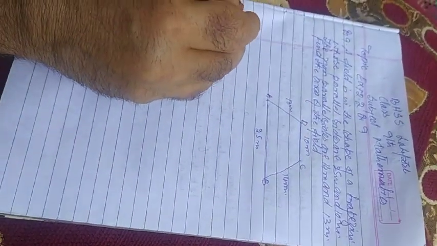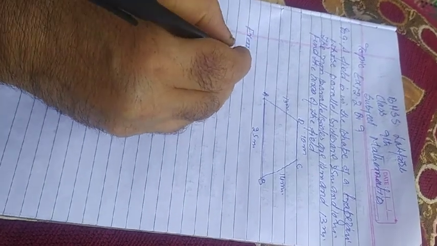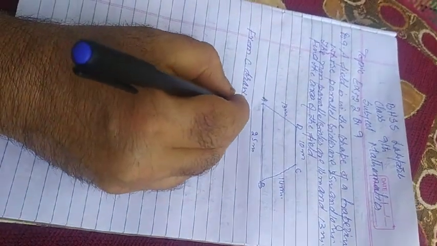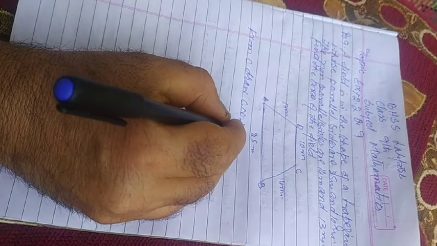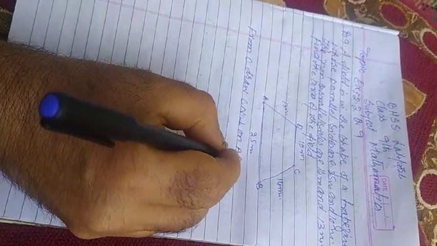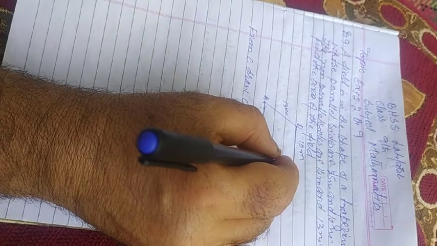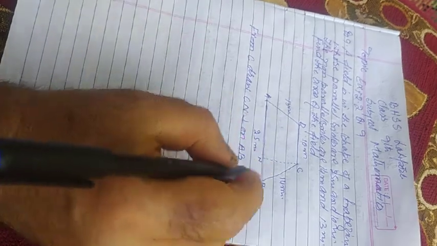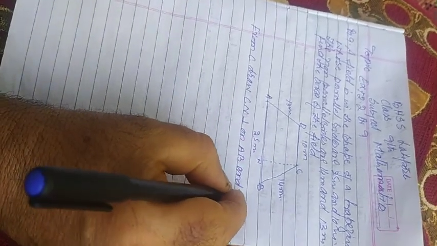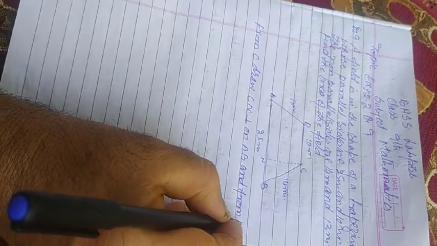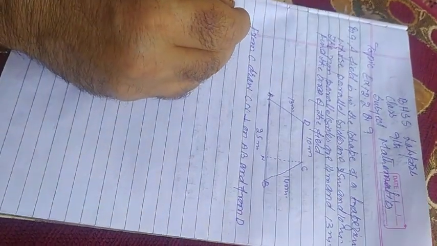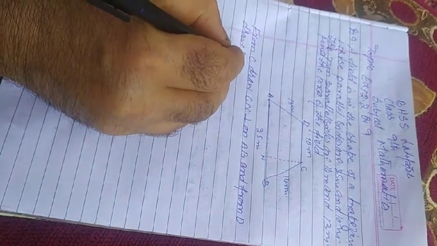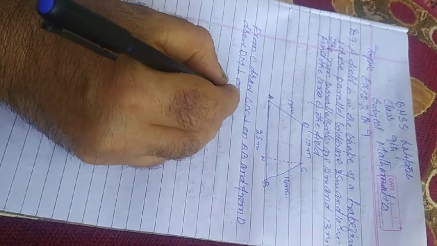From C, draw CN perpendicular on AB. And from D, draw DM perpendicular on AB.